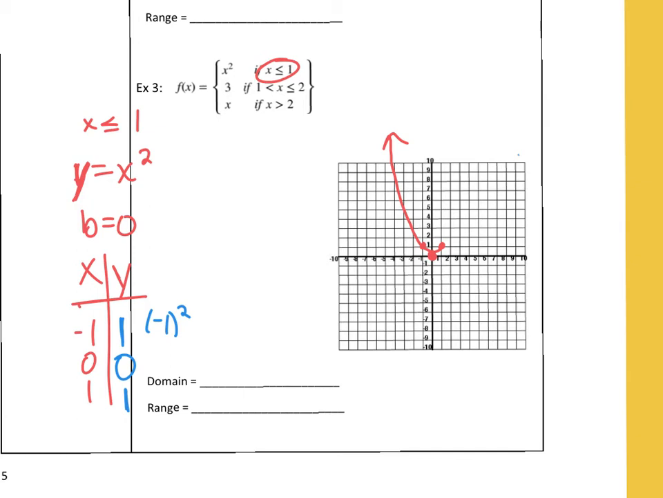Am I okay to leave that closed dot on the 1, 1? Yeah, because it's less than or equal to. Okay.